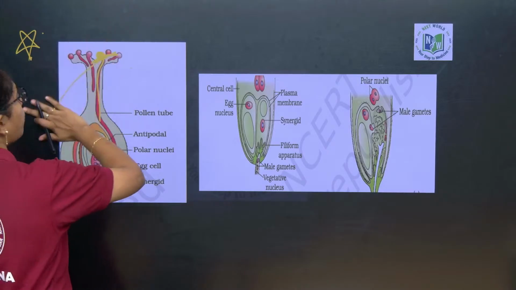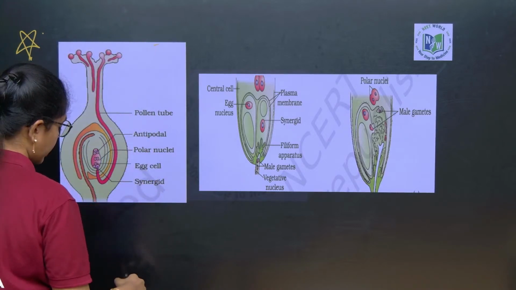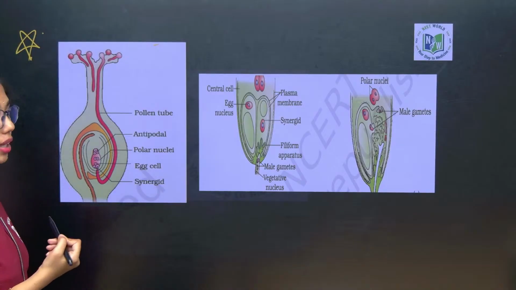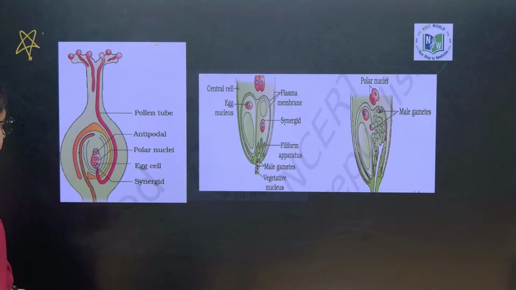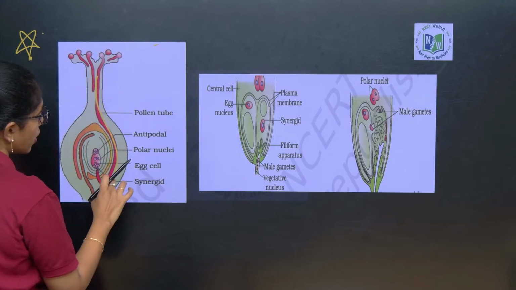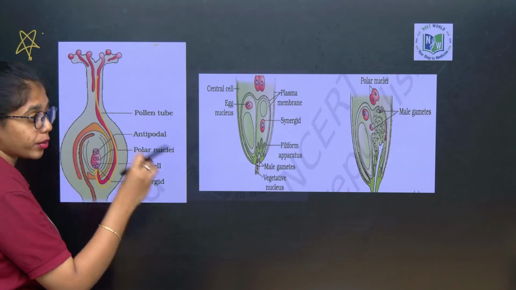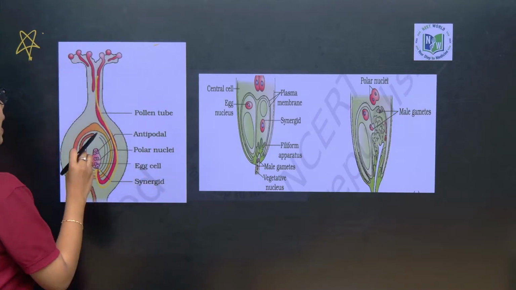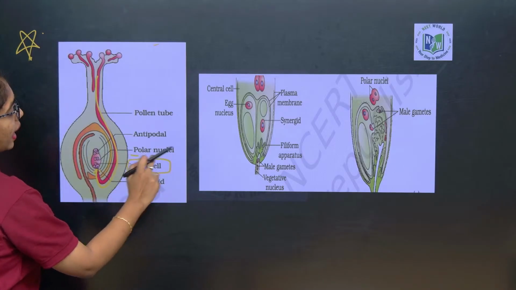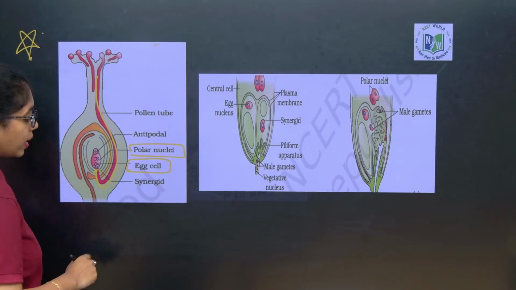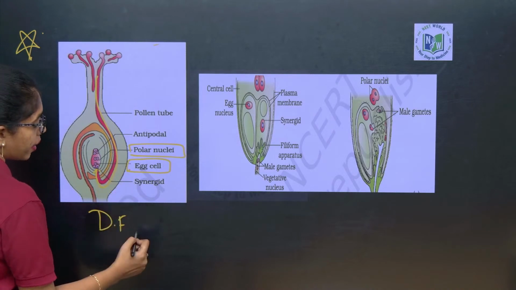So here, if one pollen grain is giving rise to one pollen tube, then we will call it monosiphonous. If one pollen grain is giving rise to 2 or 3 pollen tubes, then we will call it polysiphonous. This will reach the embryo sac mostly through the micropylar end, and it will release the male gametes. One will fertilize with the egg cell and the other will fertilize with the polar nuclei. That is why this is called double fertilization and triple fusion.